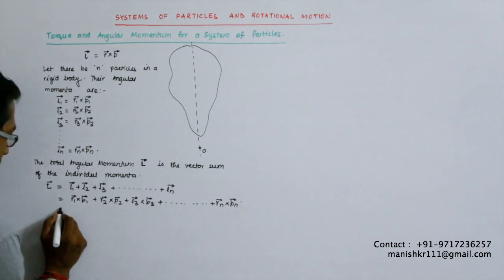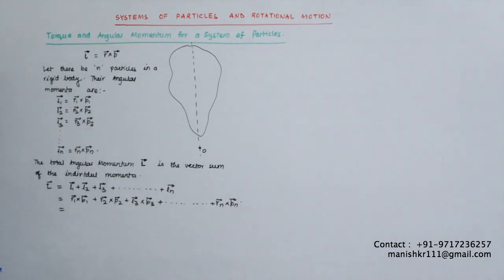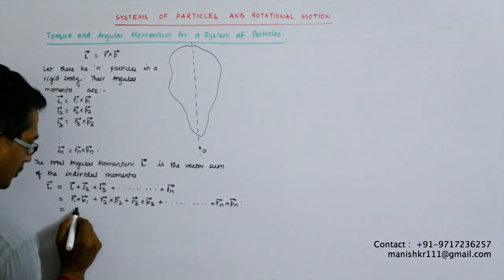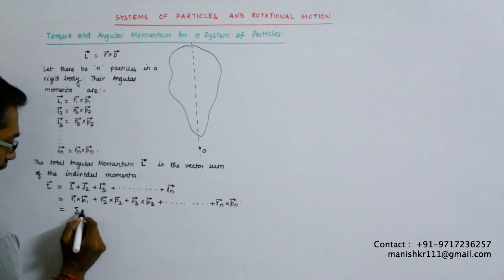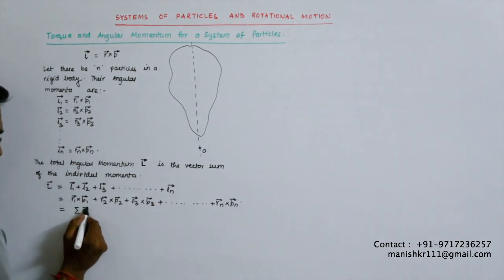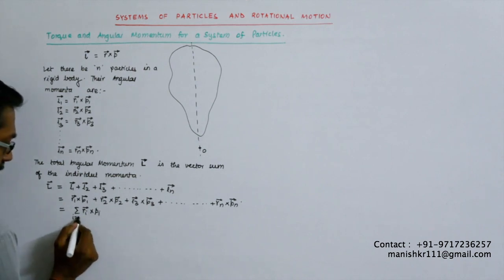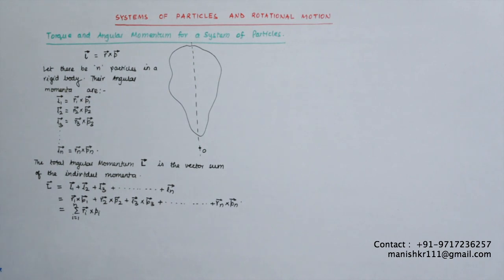Now if I want to write it in the sigma notation, what do I do? It is the sum of ri cross pi, where the summation starts at i equal to 1 and ends at i equal to n. This is how we do it. That is my L, the total angular momentum.